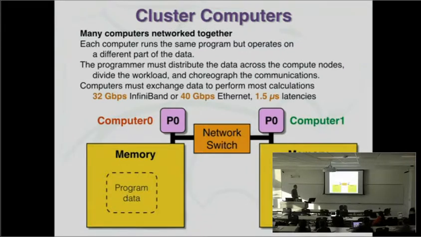So I've just diagrammed here a two-node, or two-compute-node, cluster. If you run a parallel program on this, you'll run one program here, you'll run a second one here. It's almost always a copy of the first one. So you're doing the same program. Each side will just operate on a different part of the data. The computers must usually exchange data in order to perform most calculations, and that's why you want a fast network in between.